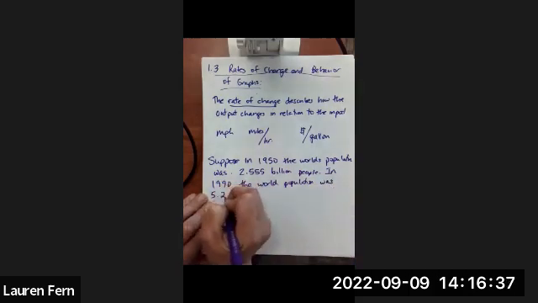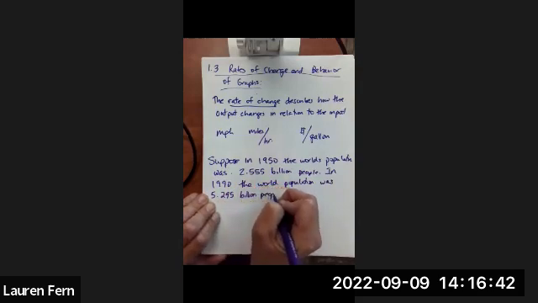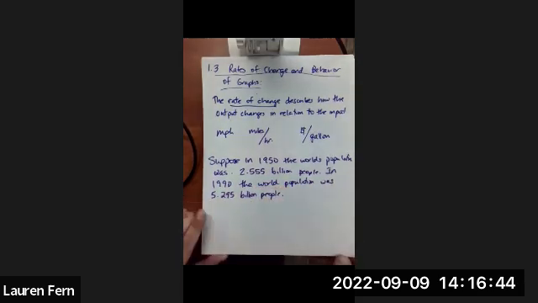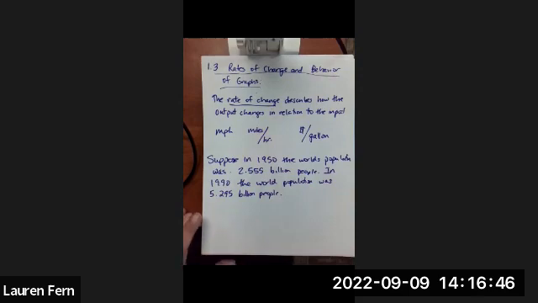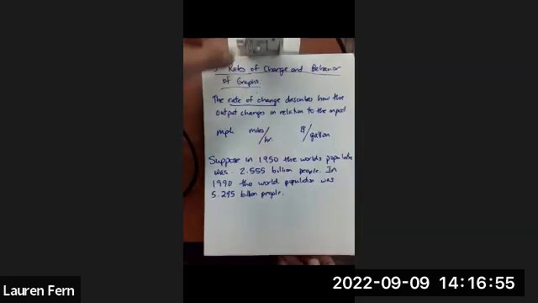was 5.295 billion people. I honestly don't know what the population is currently, but if anyone knows, is it like 7 or 8 billion at this point? It's a lot of people. Yeah, it's a lot of people. I'm happy to be in Montana.